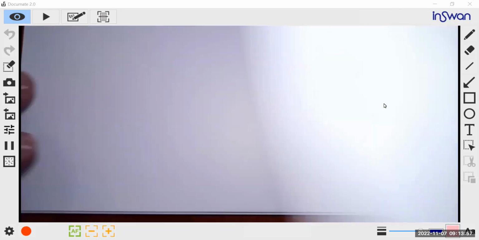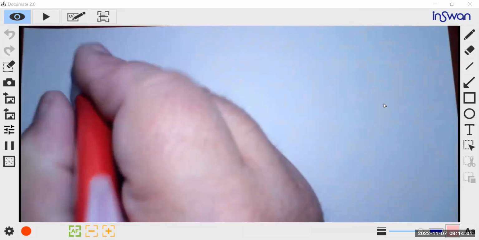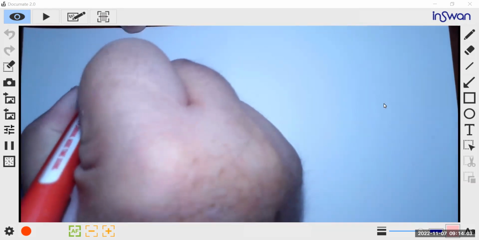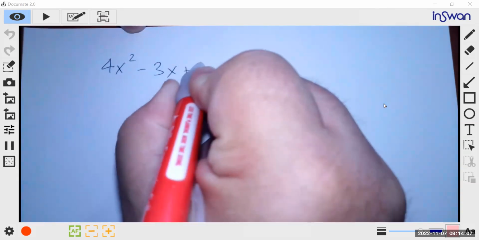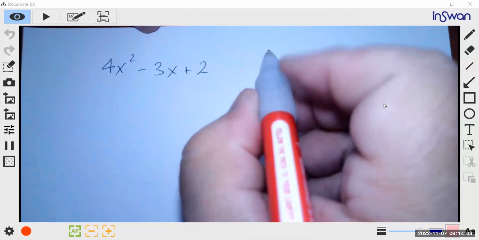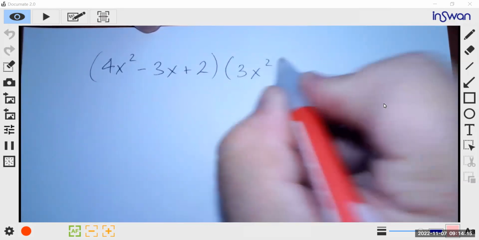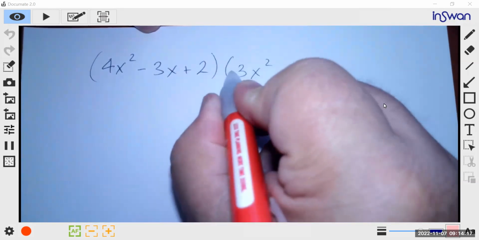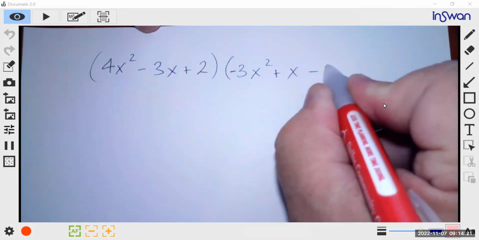Let's look at a trinomial times a trinomial. Using this method is a lot easier. 4x squared minus 3x plus 2. Times negative 3x squared plus x minus 3.